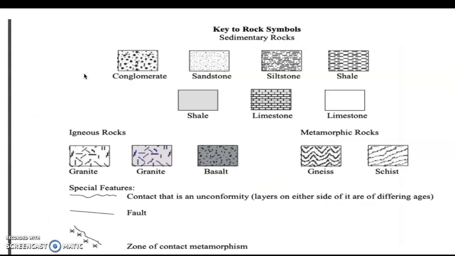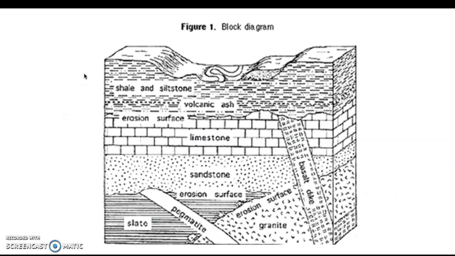You don't need to know this stuff. This was for, well, you might want to know it. In all of these different diagrams, limestone is made of blocky, sandstone is made of dots, granite's made with these little squiggly lines, shale and siltstones, mudstones have either dashed and dotted lines or just lines across.